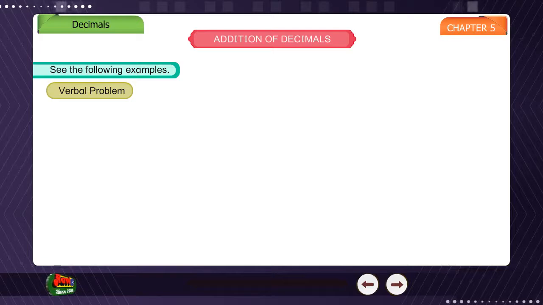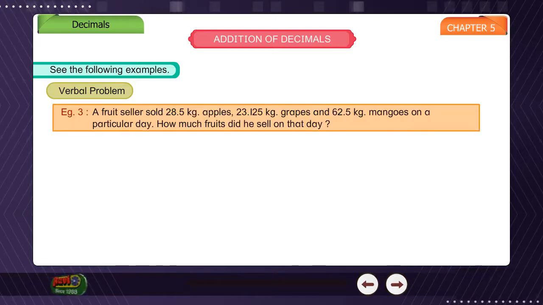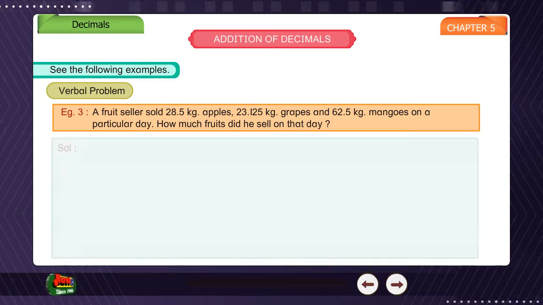Verbal problem. Example 3. A fruit seller sold 28.5 kg apples, 23.125 kg grapes and 62.5 kg mangoes on a particular day. How much fruits did he sell on that day? Solution.